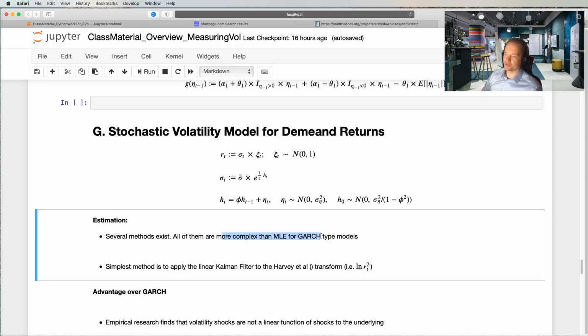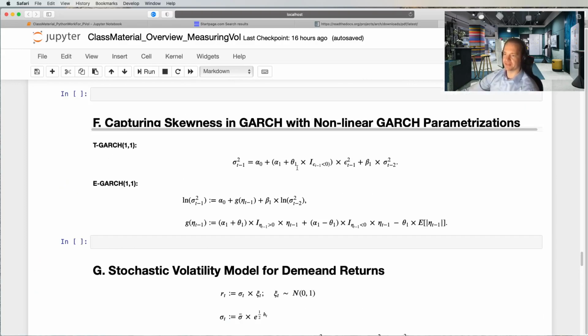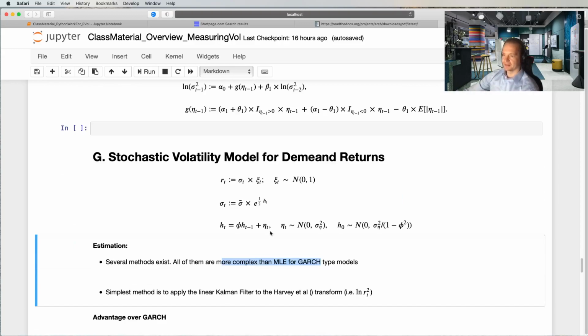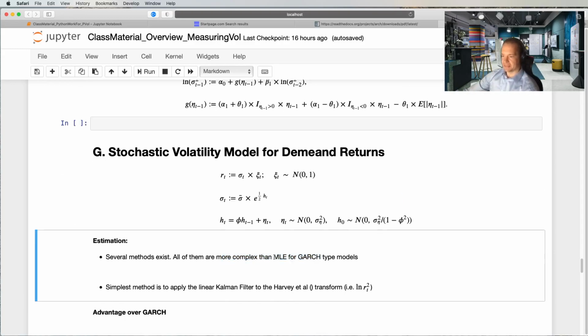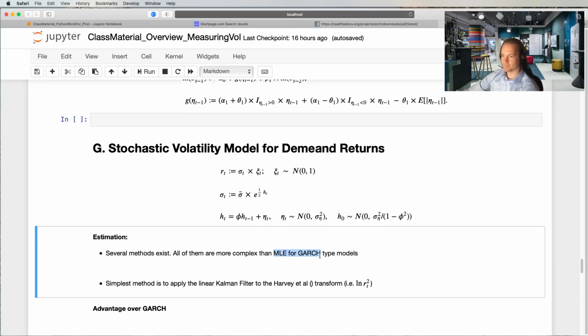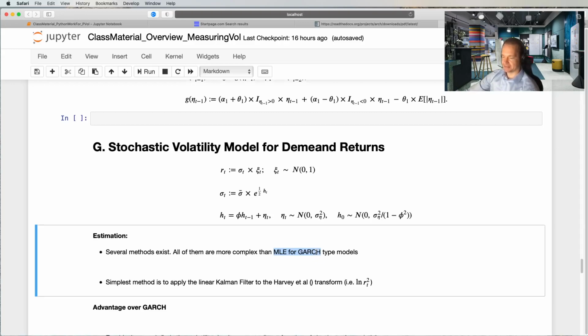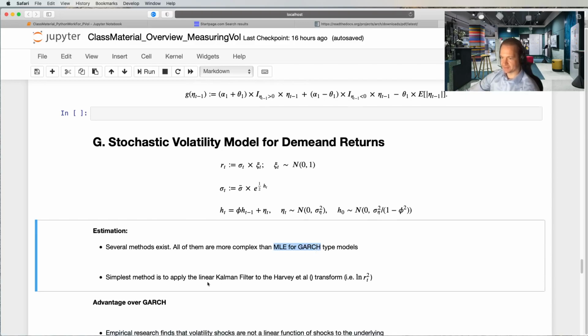That, in my view, is one reason why a financial econometrician likes working with the GARCH. Just simple, MLE. But here we have to do something else. What can we do? There are different ways. There are so many different ways, and they're all more complicated. So I talk about the simplest way.